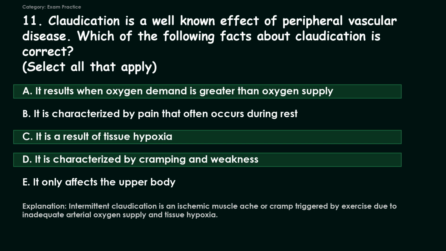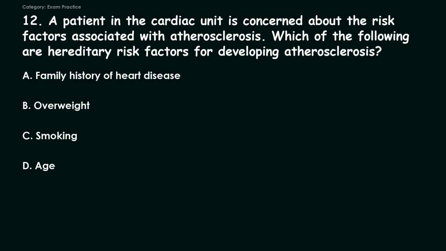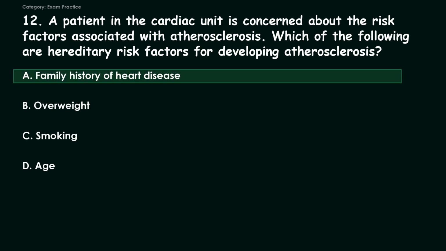Question 12. A patient in the cardiac unit is concerned about the risk factors associated with atherosclerosis. Which of the following are hereditary risk factors for developing atherosclerosis? Option A, family history of heart disease. Option B, overweight. Option C, smoking. Option D, age. The correct answer is option A, family history of heart disease.